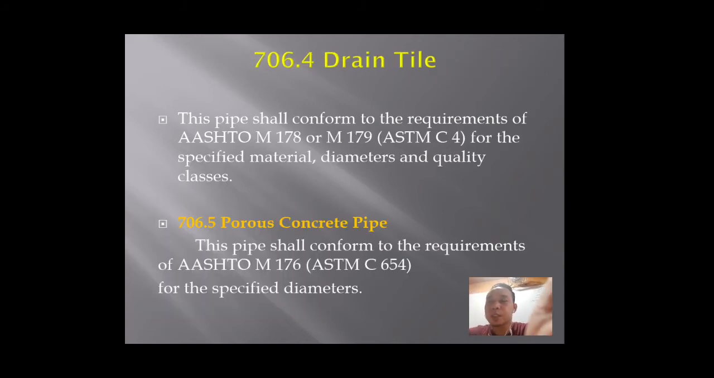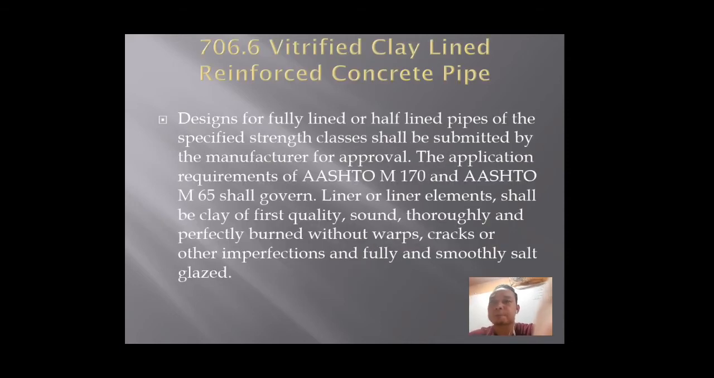Then sub-item 706.4 talks about drain tiles. These pipes shall conform to the requirements of AASHTO M178 or M179 for the specified materials, diameters, and quality classes. Sub-item 706.5, porous concrete pipes. These pipes shall conform to the requirements of AASHTO M176 for the specified diameter.